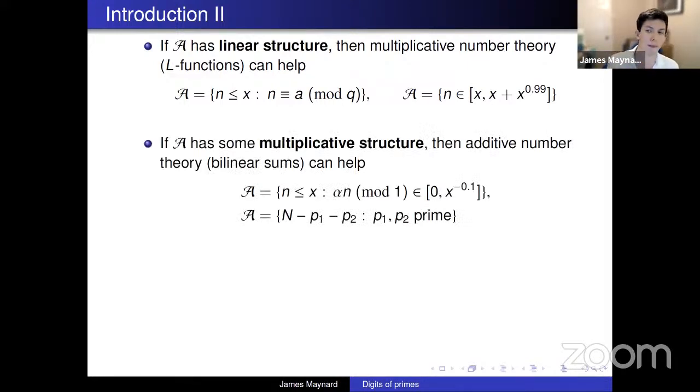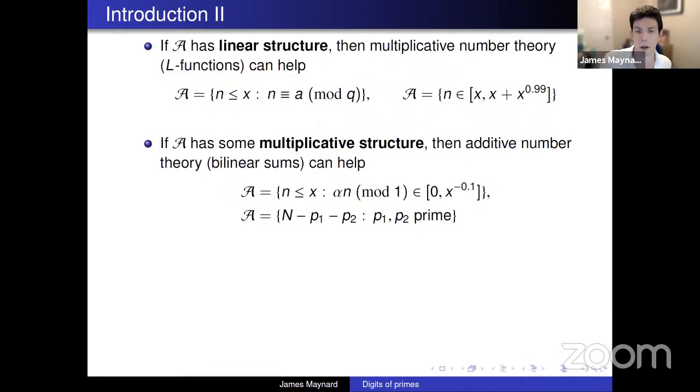But then there's also some slightly more general things than just sets with direct linear structure, where there's sets with a certain amount of multiplicative structure when you can use techniques from additive number theory, particularly bilinear sums, which can help deal with these slightly more complicated sets. So for example, you could look at Diophantine approximation by prime numbers.